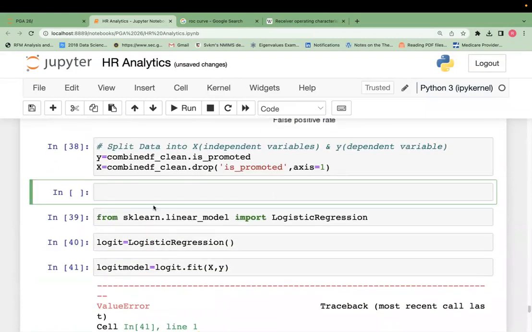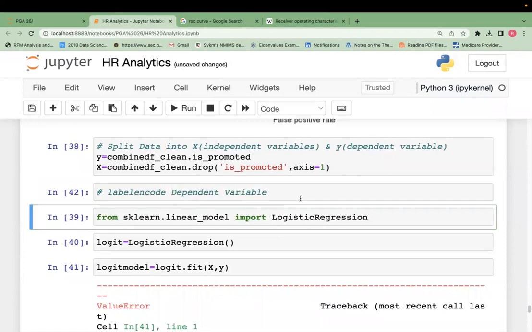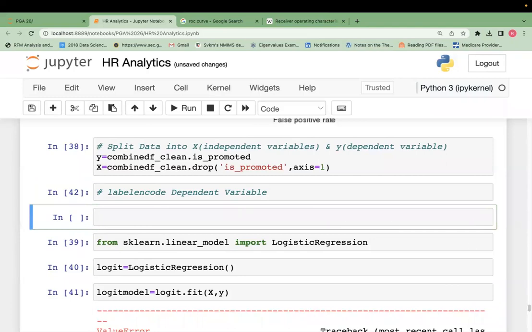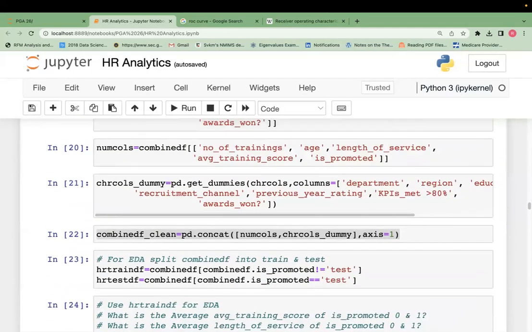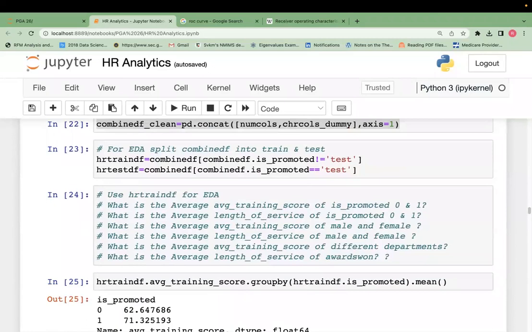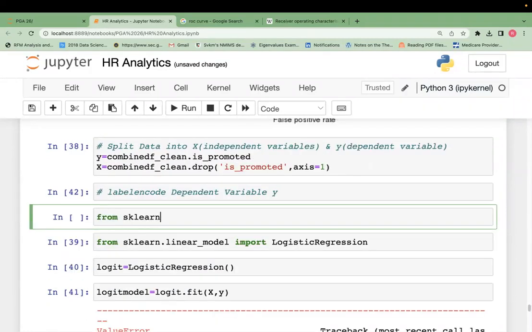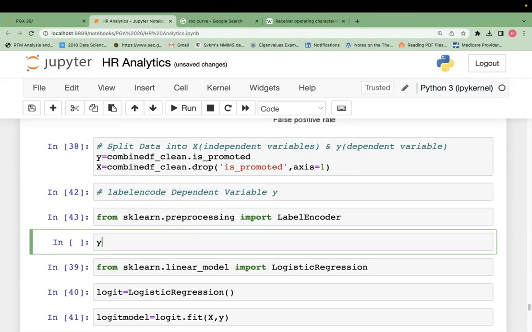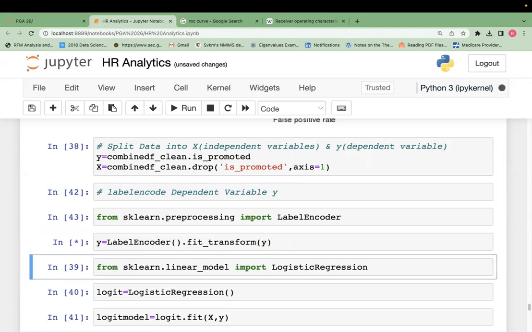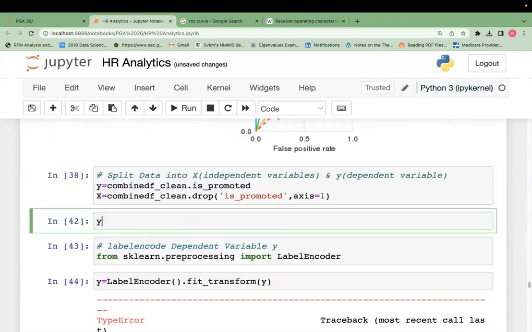Oh, sorry. We did not label encode y. That is the problem. We have to label encode the dependent variable. We have done get_dummies, right? Get_dummies is done here, and we didn't drop actually. From sklearn dot preprocessing, y is equal to LabelEncoder dot fit_transform y. Int and string is there still. y is equal to y dot astype.